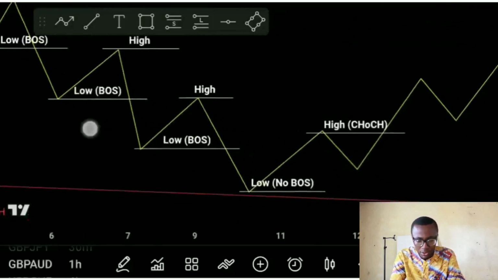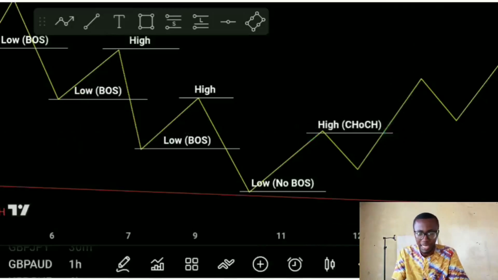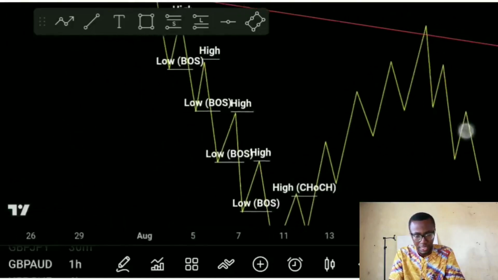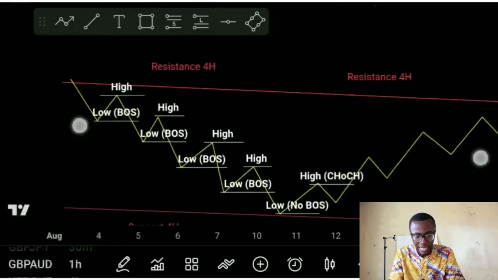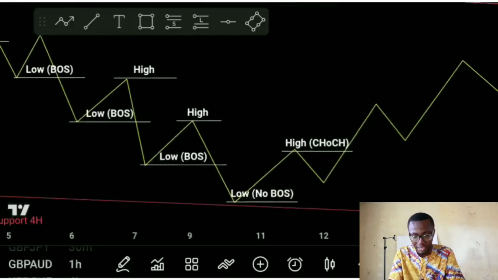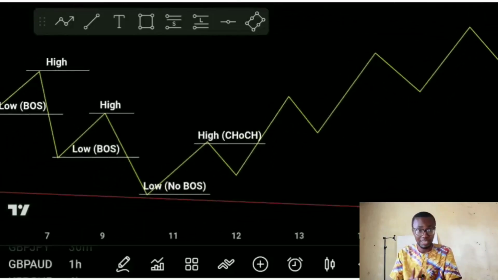But at this point, look at this point, when the high was broken, it's called change of character. And when that change of character happened, it changes from what? A downtrend to what? An uptrend. Are you seeing how it just changed from this downtrend? It was moving downward. After the change of character, it started going up. Are you seeing what is going on? So break of structure tells us that the trend is still strong. It's still going down. But change of character tells us that there is a potential trend reversal.